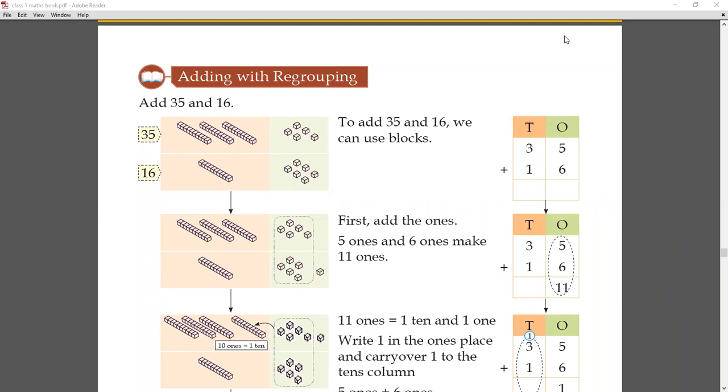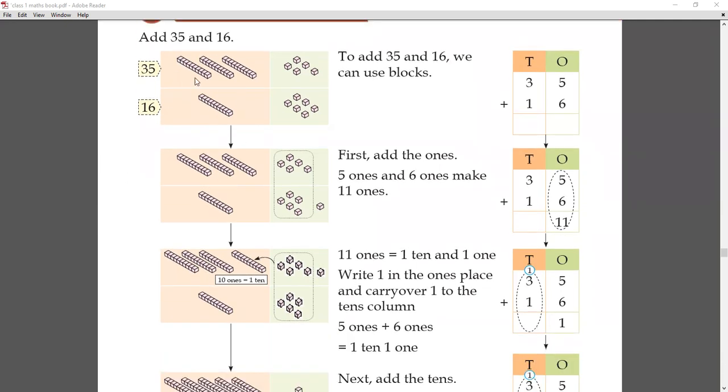Students, in our last videos, we did some exercises. Now, in this class, we are going to start our exercise number 7, adding with regrouping. It means carry sums, है ना? So look at this. Add 35 and 16.